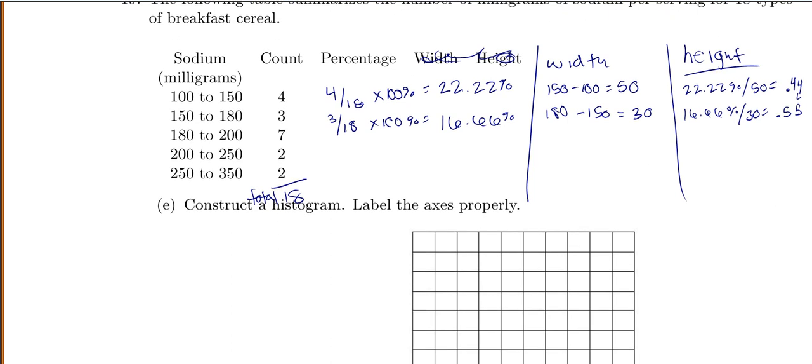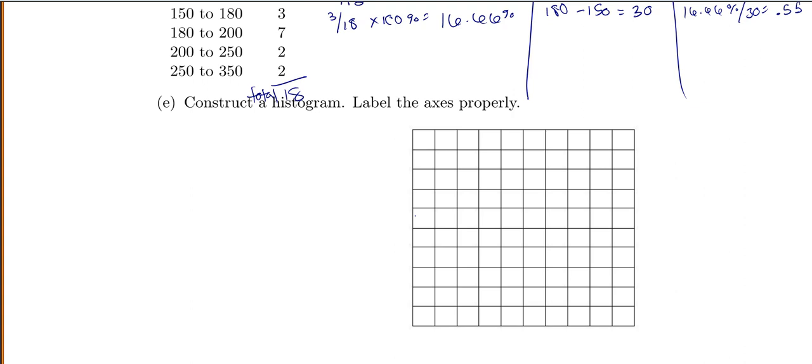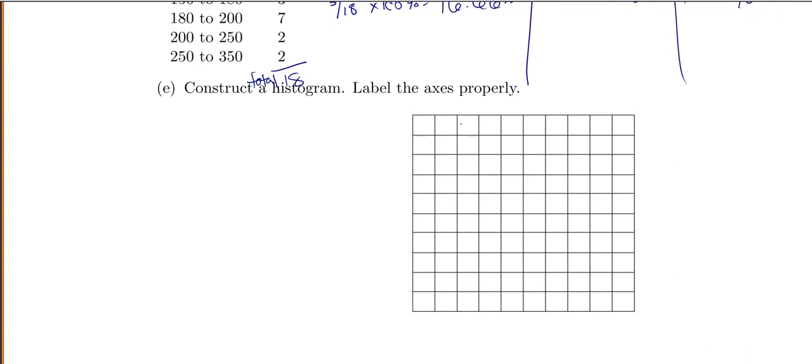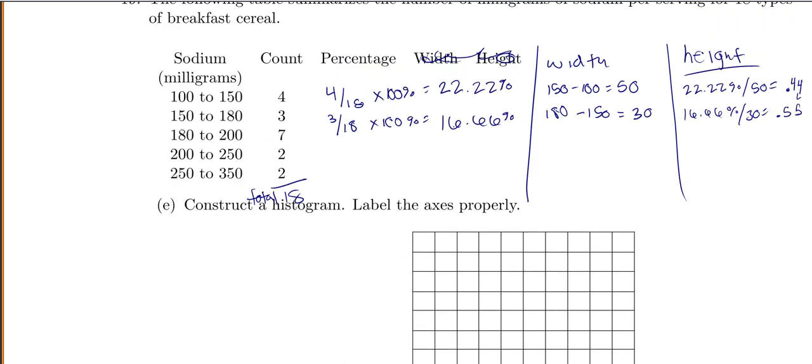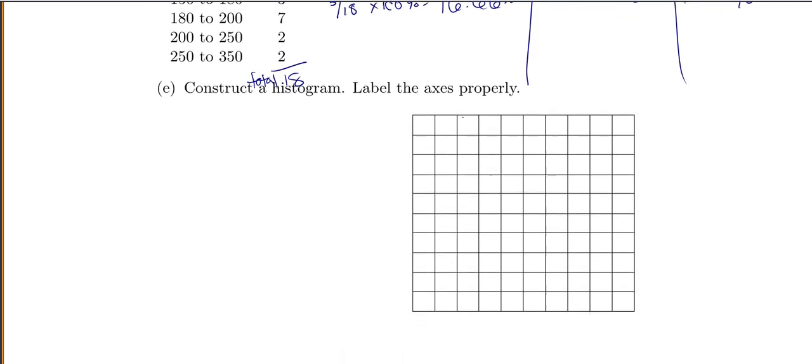Now let's construct a histogram. Make sure to label the axes properly. Along the horizontal axis, we always put what we're looking at. In this case, we're looking at sodium in milligrams. The variable name, what we're interested in, is the amount of sodium, but you always need to put your unit in parentheses, so we're dealing with milligrams. Sodium in milligrams would be very different than sodium in, say, ounces.